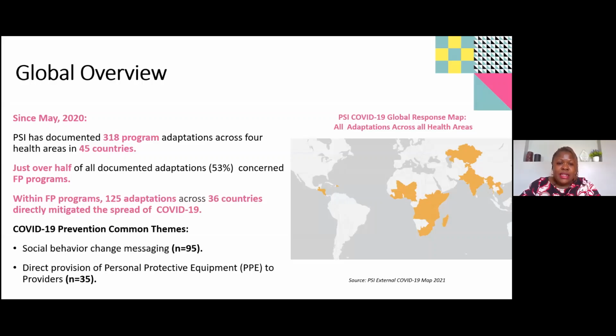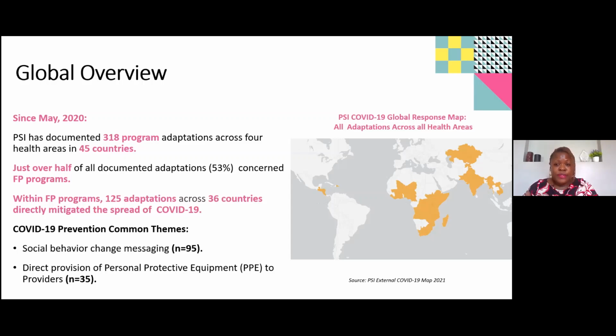So this slide is the global overview, just to bring down what Lola has been talking about. The PSI adaptations spanned 3 continents. We had adaptations in Latin America, some countries in Asia, and the bulk of these adaptations were in Africa. Since May 2020, we've had over 318 program adaptations across 4 health areas. These health areas are reproductive health, malaria, HIV, and WASH, and they come from 45 countries.